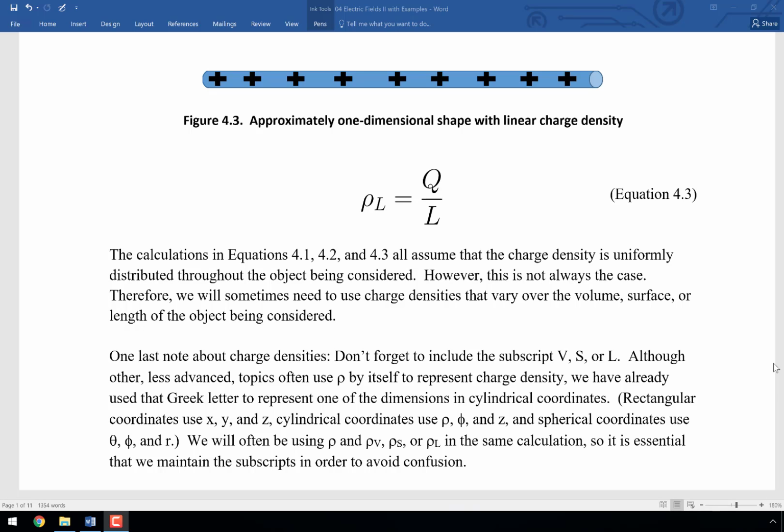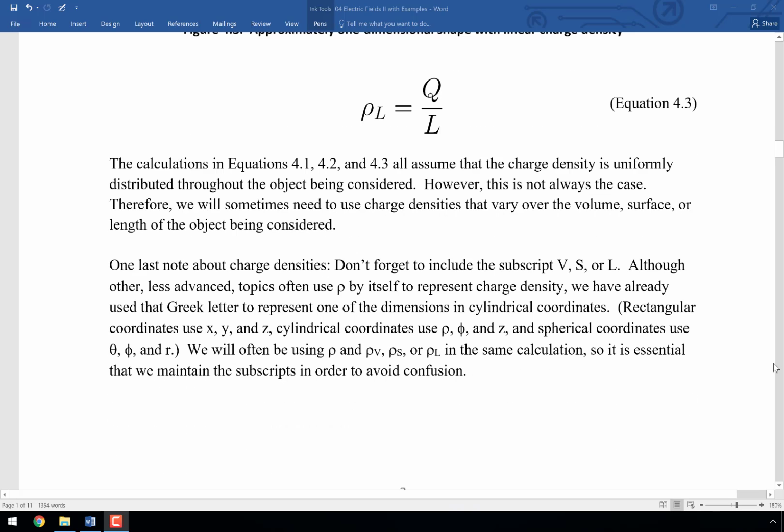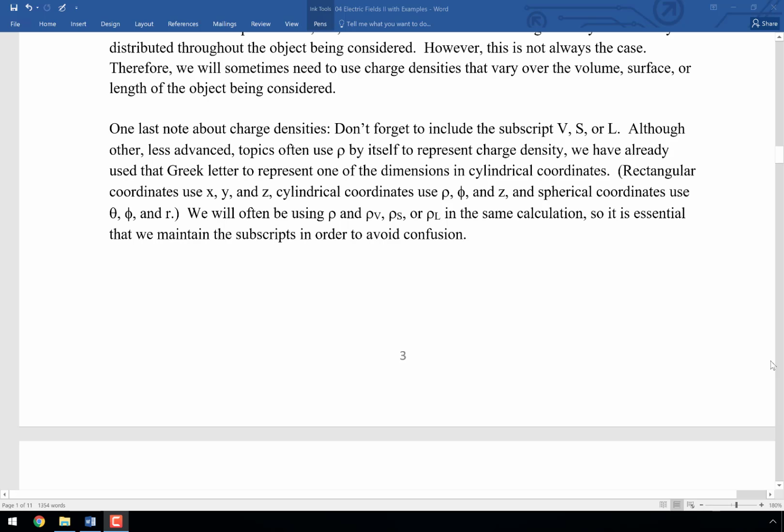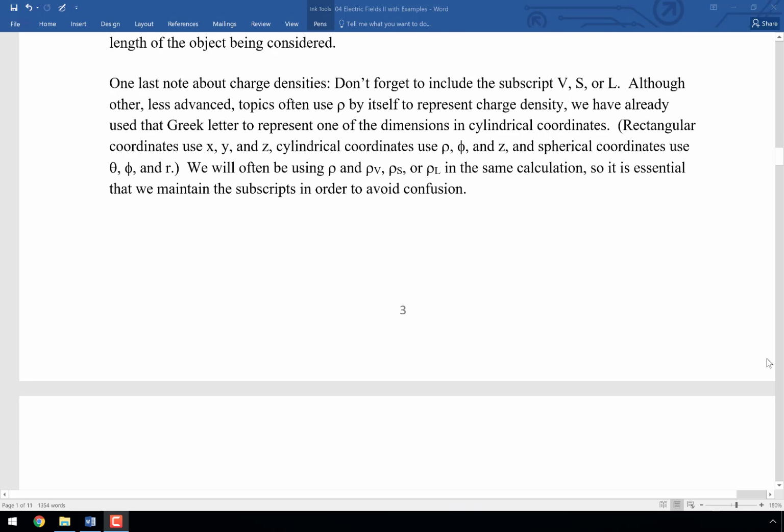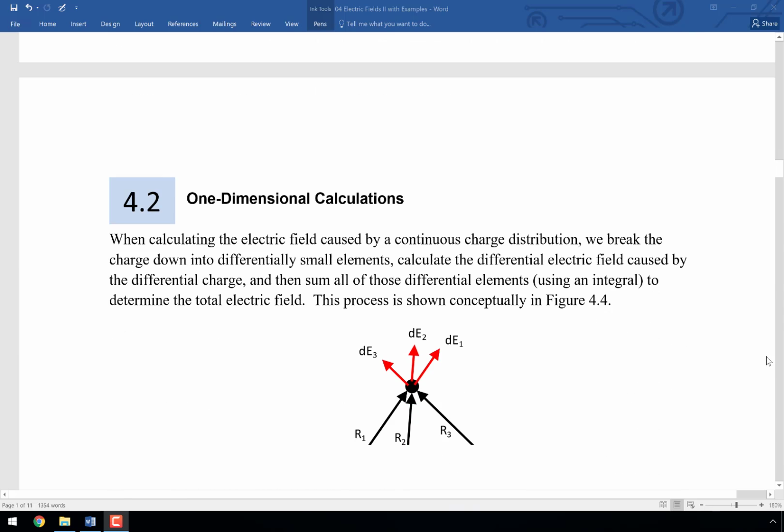It's important that we always refer to these as rho sub v, rho sub s, and rho sub l, and never just by rho, because rho, of course, is one of the variables that we used in cylindrical coordinates. And as we're going to see in some of the examples today, we often combine rho with rho sub s, rho with rho sub l. We need to keep those variables separate and make sure that we understand that they're two different things. It's just a bad coincidence that they both happen to use rho, but if we put the subscript on there and we're careful about it, it won't be a problem.